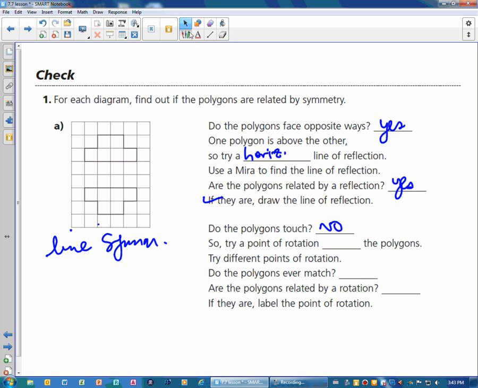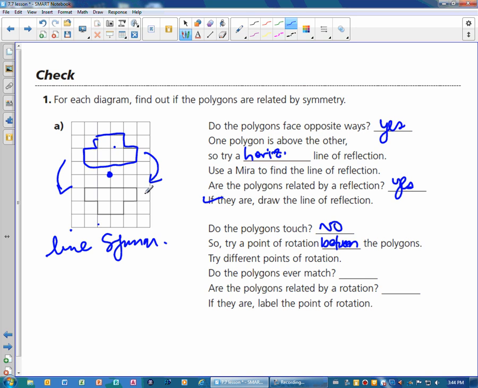If I put a line or a point of rotation right here, can you visualize that either 180 degrees clockwise or counterclockwise, I could turn this shape here, if I stick my pencil here, and turn this so that this ended up here? Okay, so try a point of rotation between, I think, is maybe what they want here.